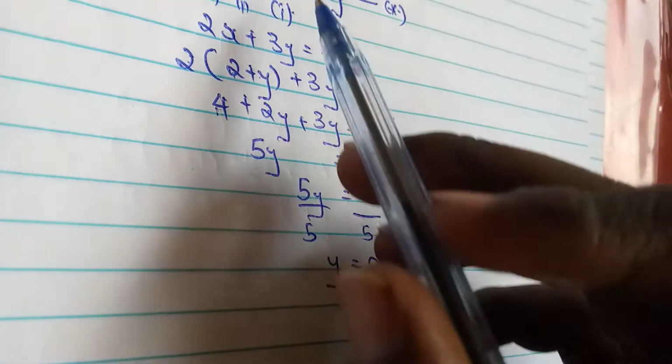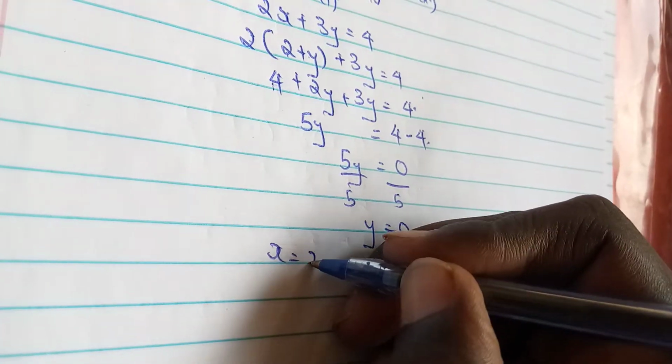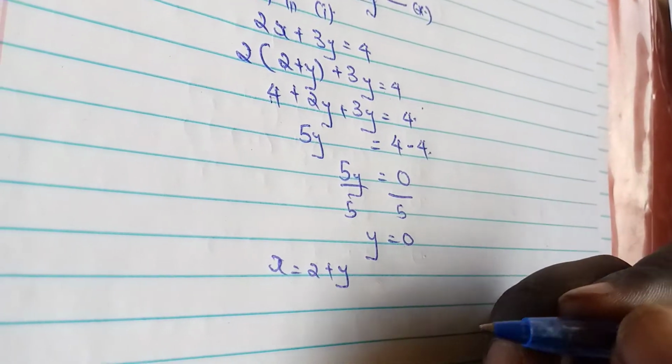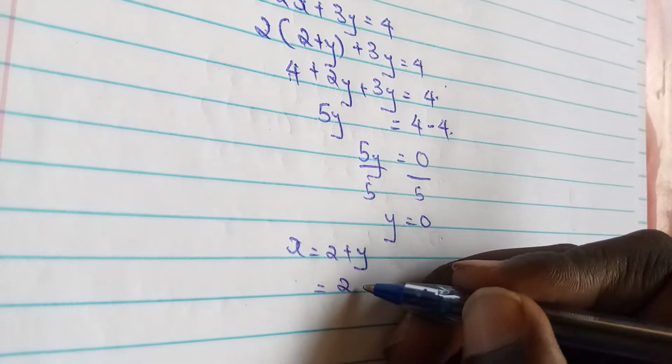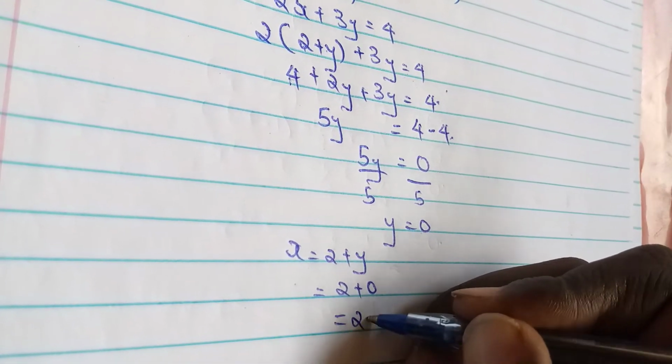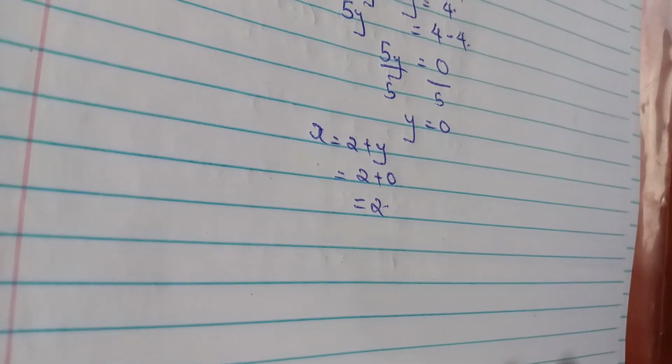So to get our x, we come and substitute. Remember, x is equals to 2 plus y from equation star. So x will be 2 plus y, which is 0, which is equals to 2. That is our first example.